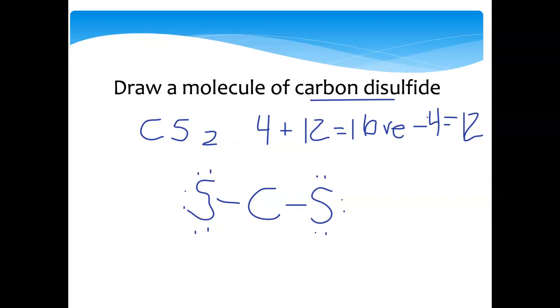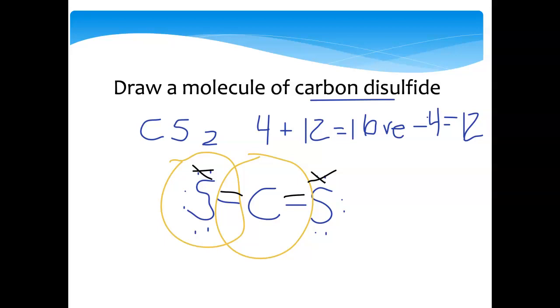As I look at this, sulfur does think it has an octet because of those shared electrons, but carbon does not feel like it has an octet. It only feels like it has 4 valence electrons. So what we're going to have to do in this situation is take 2 of these electrons out of here and make them a double bond. That's typically what we do, and that's how you figure out if you need a double bond.